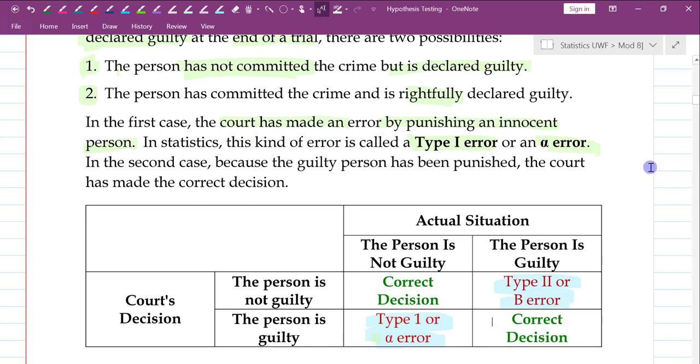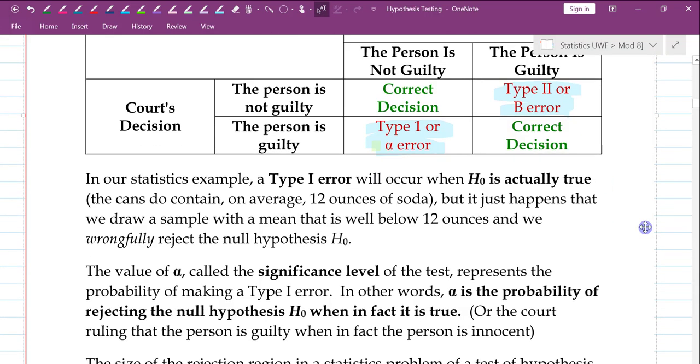So the type 2 error, the beta error, occurs when the court's decision is the person is not guilty, but in reality, the person is guilty. Okay? So the court's decision would be that we are not putting in less than 12 ounces of soda in each can. But in reality, the company is knowingly putting in less than 12 ounces of soda in the can. So let's continue to read.